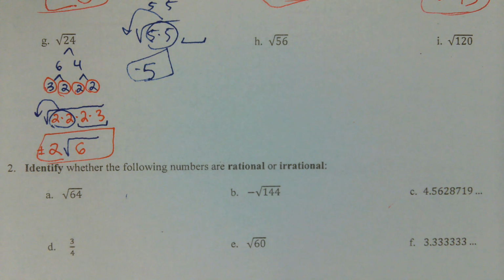Good. Yes, we bring the 2 out, we multiply the 3 times the 2, but we also got to multiply 3 times 2 times 5. See that little 5 left over too? So take that 6, multiply it by 5, that's what gets left over.